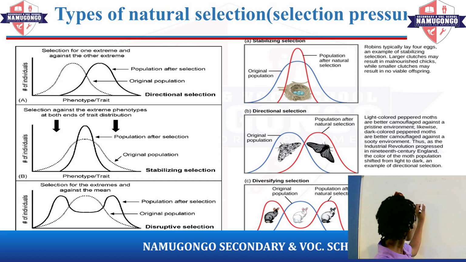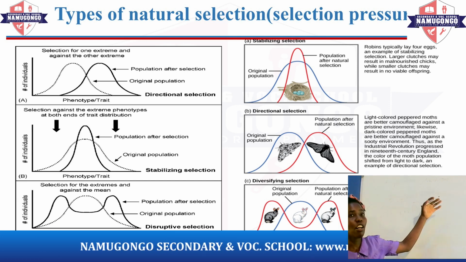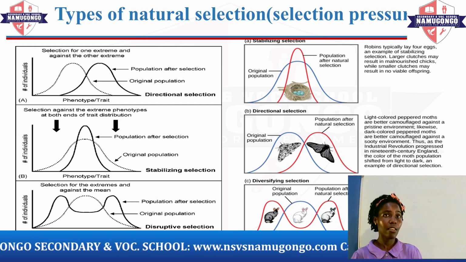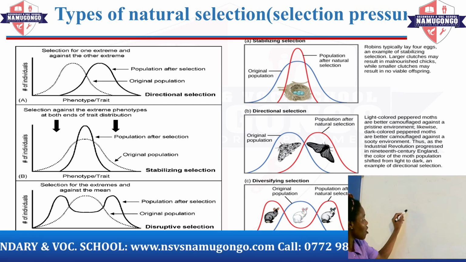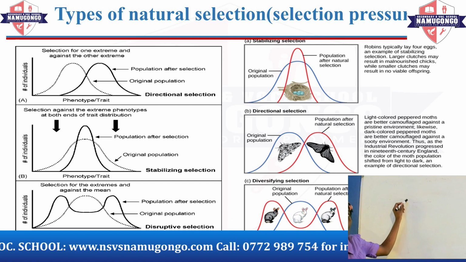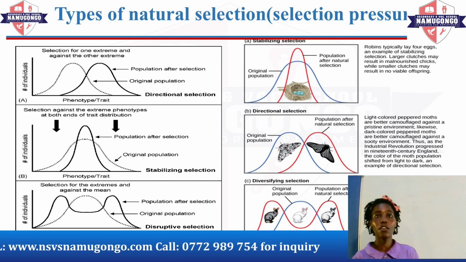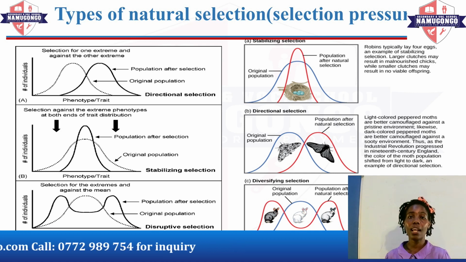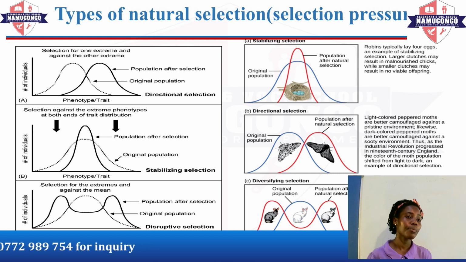And the overweight babies, that is 4 kilograms and above, usually die during their delivery. So you find that nature is now favoring the medium weight of the baby. Such type of selection is referred to as stabilizing selection.